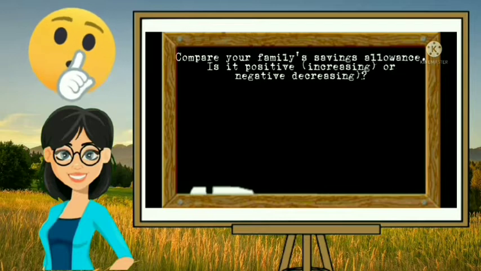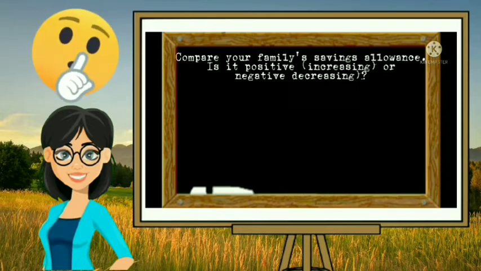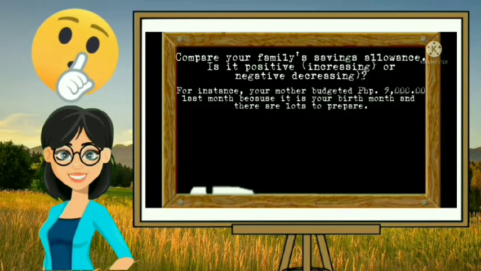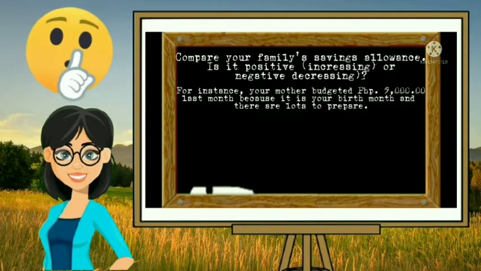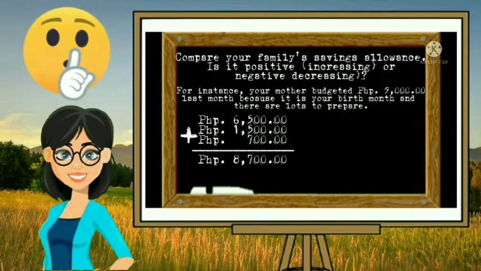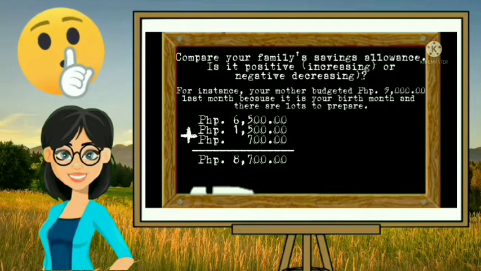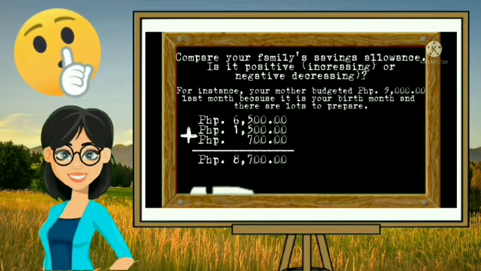Lastly, compare your last family's savings allowance, and again, is it positive increasing or negative decreasing? We have here, for instance, your mother budgeted 9,000 pesos last month because it is your birth month and there are lots to prepare. Then the food allowance is 6,500 pesos. The electricity bill is 1,500 pesos and the water bill is 700 pesos.